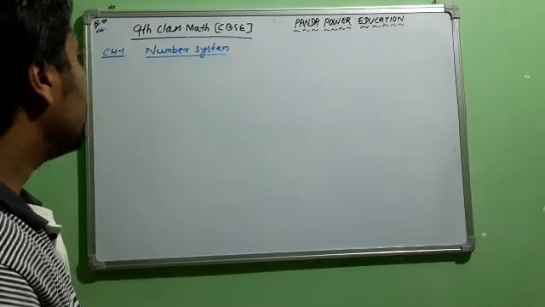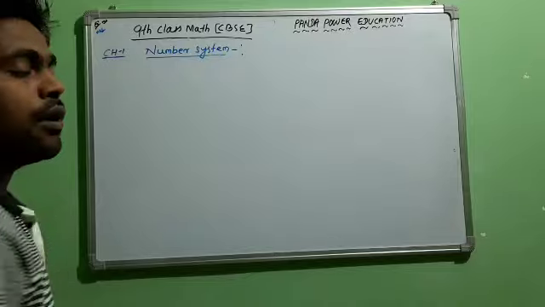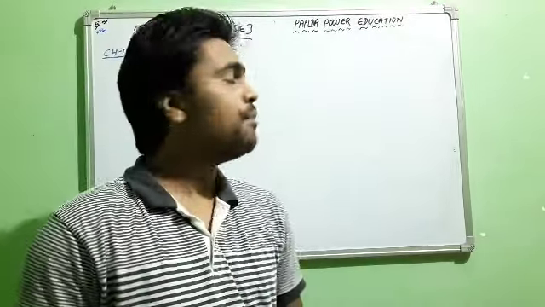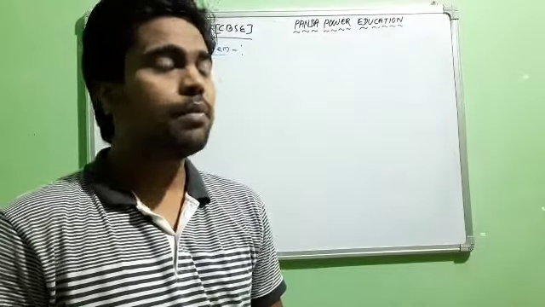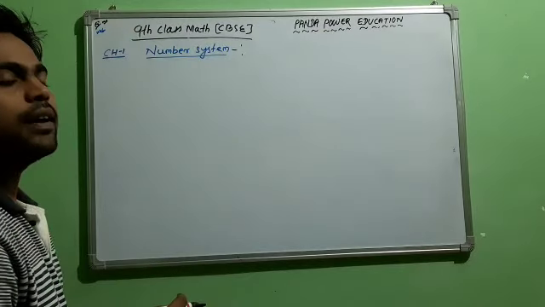Okay, so the first chapter is number system. First, what is a number system? It is the collection of different numbers.